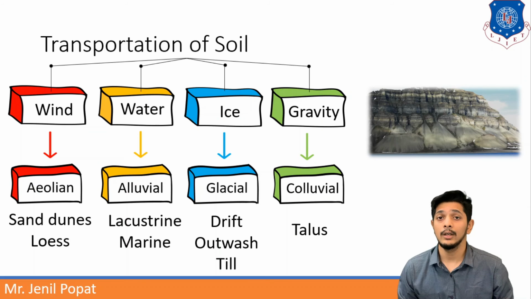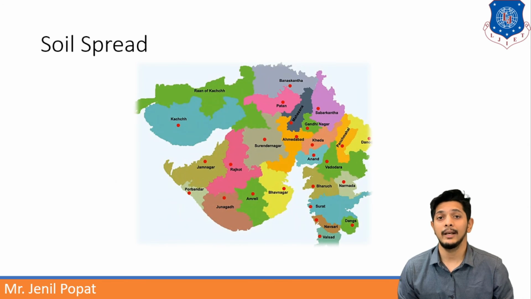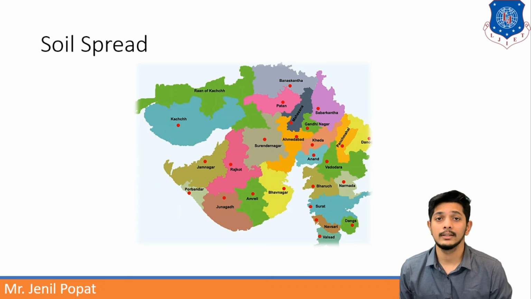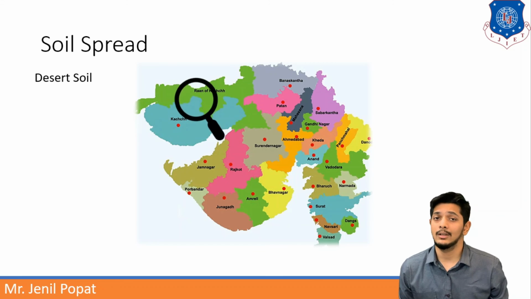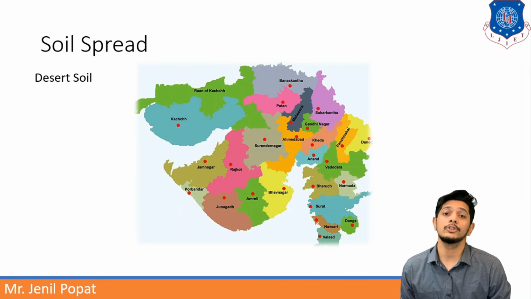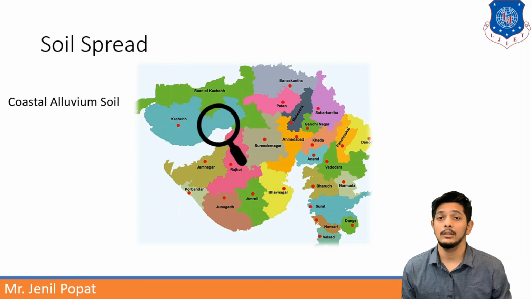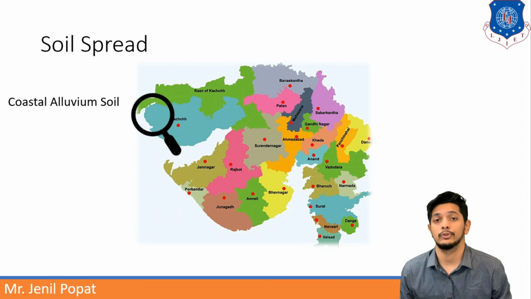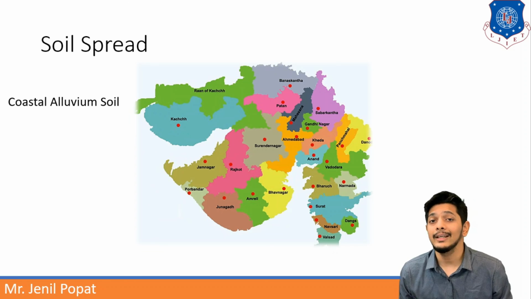Let us move forward to soil spread in Gujarat. If you are residing in Gujarat, you must know what soil types exist in Gujarat. So let us check one by one. In North Kutch region, there is desert soil. In southern Kutch region, there is coastal alluvium soil. You can see the area in these pictures.